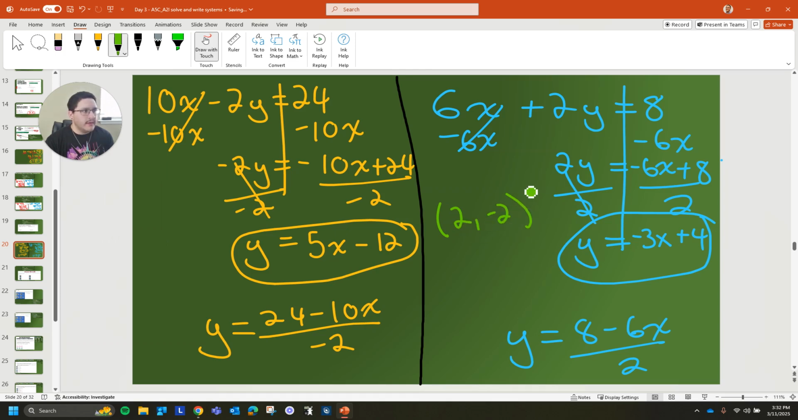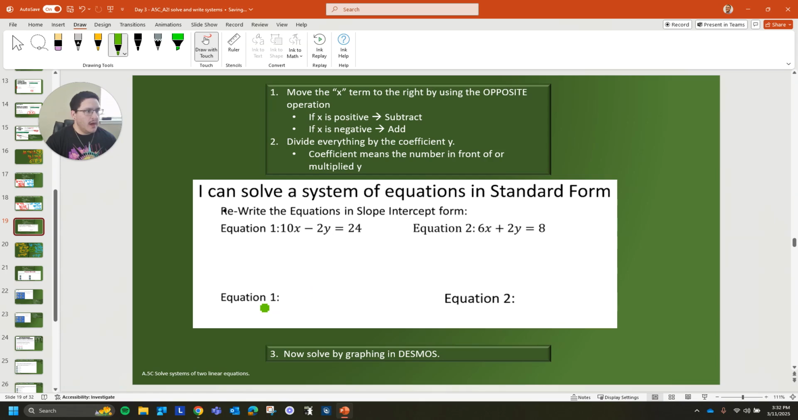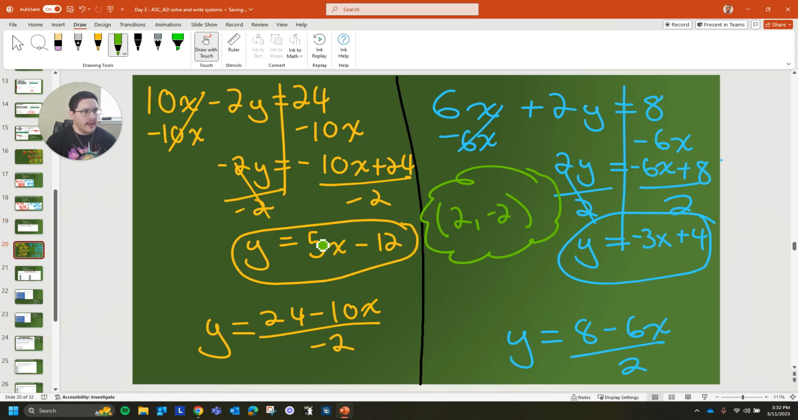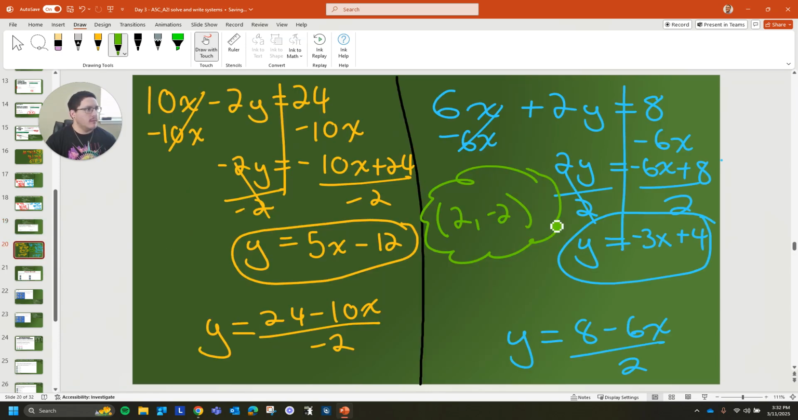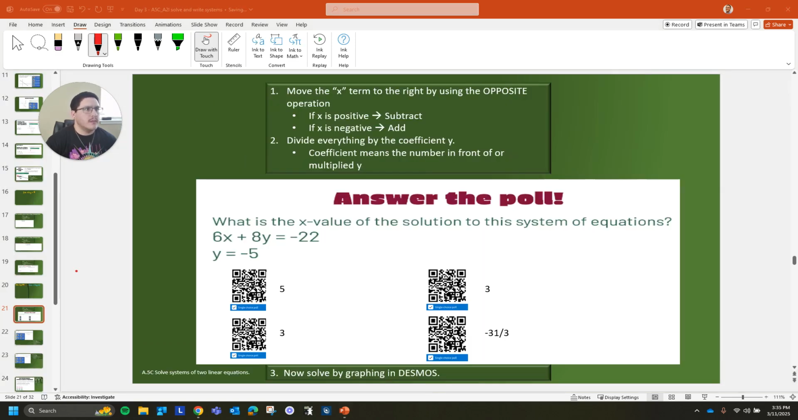2 comma negative 2 is our solution to the system. Okay? So again, equation 1 on the left, equation 2 on the right, and then our solution 2 comma negative 2. Okay, so here's some more practice.